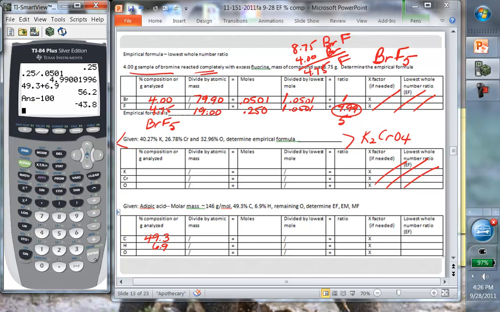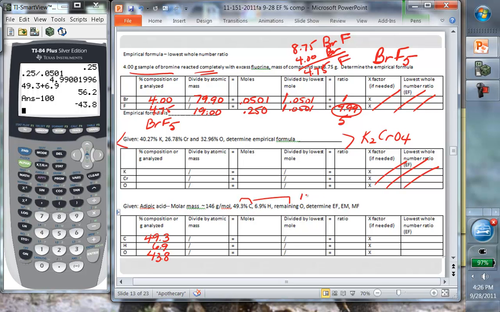I'm simply going to find the difference from 100, and so I just subtracted it from 100, and the difference is 43.8. Now, percentages don't look like grams, but your assumption here is that you've got 100 grams of your compound, so 49.3 grams of that is equal to the grams of carbon. And this allows you to change grams into moles. The molar mass of carbon is 12.01. For hydrogen, it's 1.008. And for oxygen, it's 16.00.